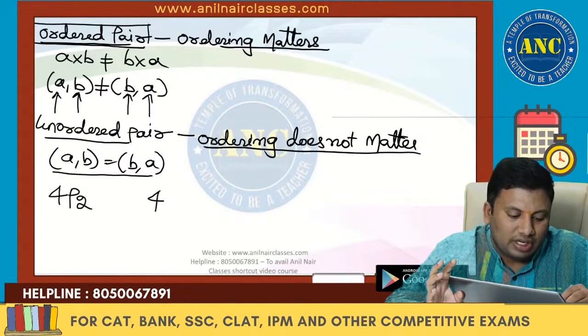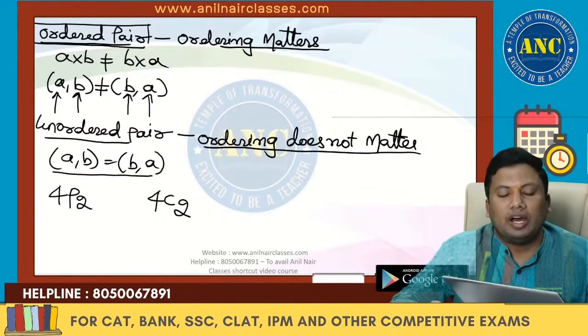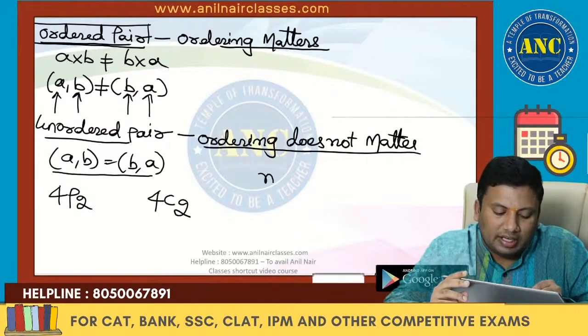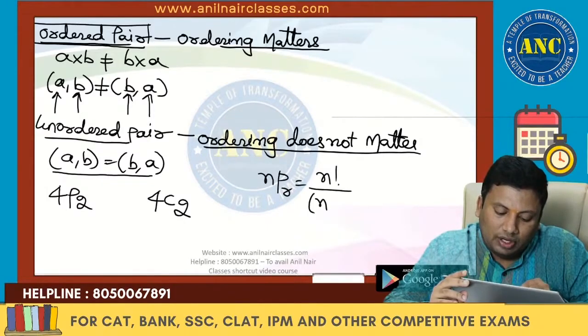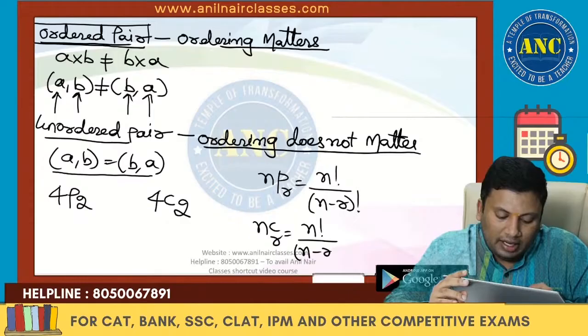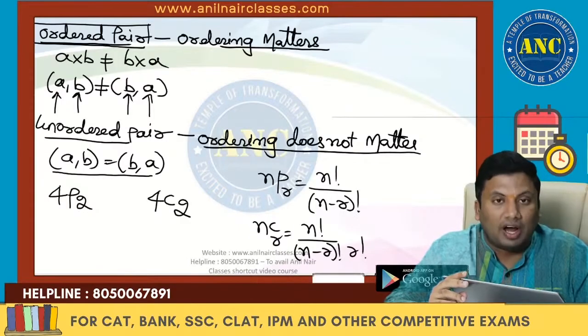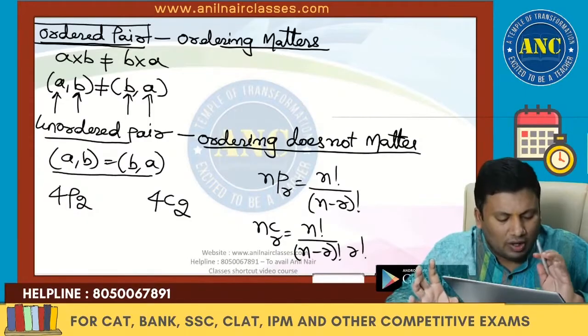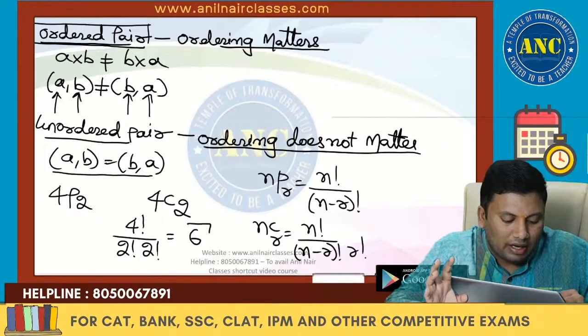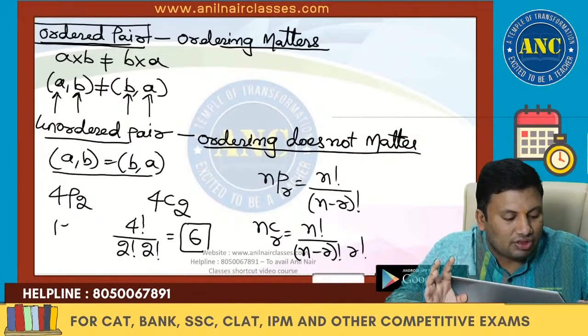4P2 and 4C2. Generally in the textbooks it is written, nPr is n factorial by (n minus r) factorial. nCr is n factorial by (n minus r) factorial into r factorial. This is the definition. Now I don't want to teach like this. 4 factorial by 2 factorial, 2 factorial. 12 by 2, 6. These are nothing but 12.